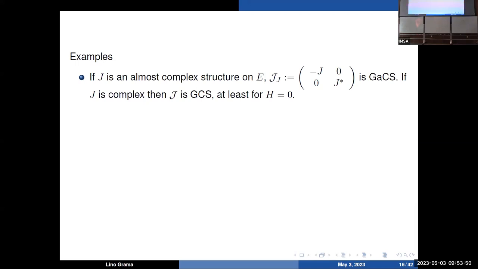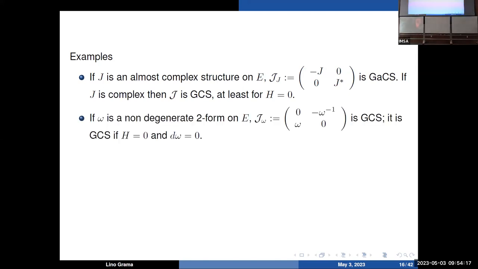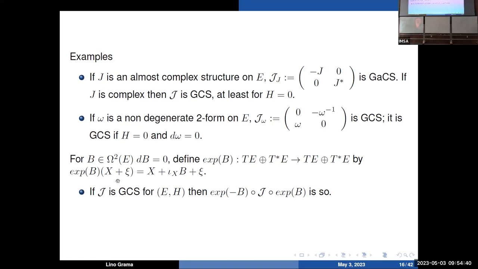Examples: if we start with an almost complex structure on M, this induces naturally a generalized almost complex structure. And in fact, if J is complex, then this one is integrable also, at least when H is zero, but you have some integrability for H different from zero. And then if omega is a non-degenerate 2-form, this is also a generalized almost complex structure, but it is integrable just if H is zero and the form is closed. And you can twist this generalized complex structure by the B-field, by the 2-form, by conjugating with this. And you can produce another generalized complex structure.